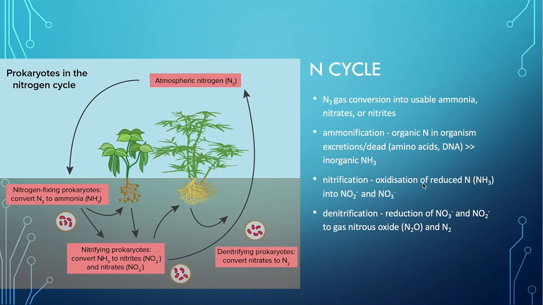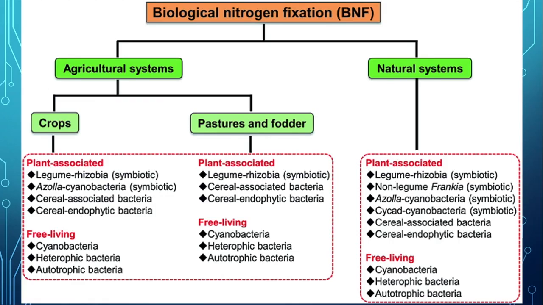Nitrification is the oxidation of reduced nitrogen, so the ammonia turning into nitrite or nitrate. Denitrification is the reduction of nitrate and nitrite to gas, which is nitrous oxide. That's one form of gas that can be formed, and it's actually a global warming gas. And the other form is just dinitrogen. It goes back to where it originally came from. So hopefully that gives you an explanation of the nitrogen cycle.